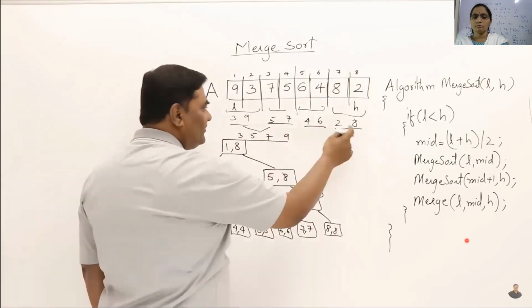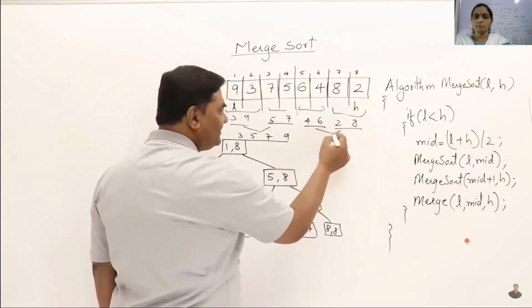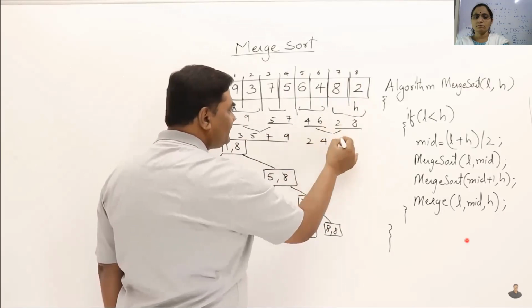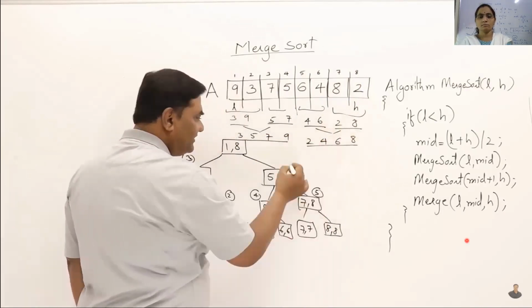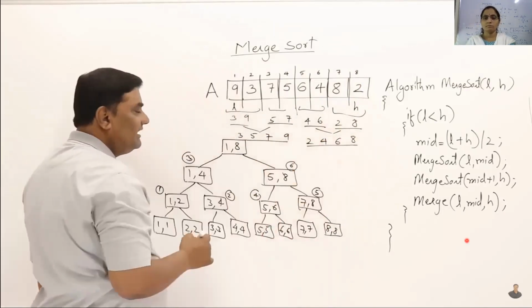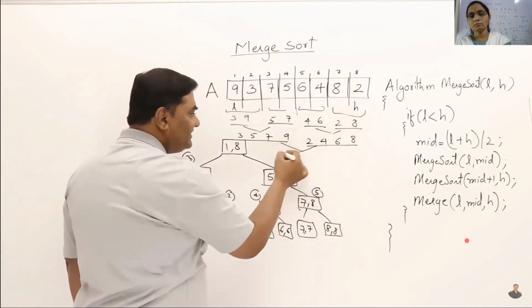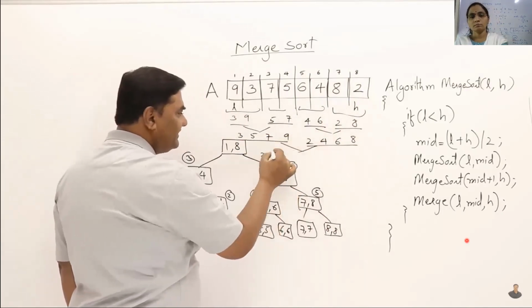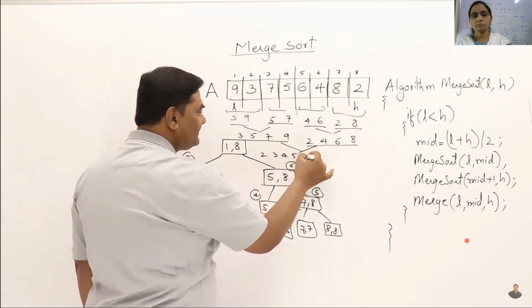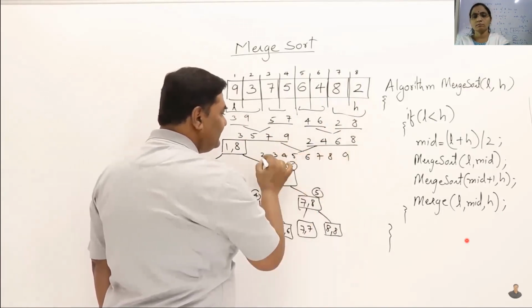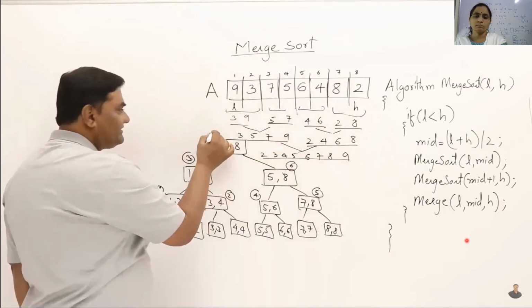Now as these two are already sorted, it will merge these two. So it becomes 2, 4, 6, 8. So this is sixth merging. And then these two lists are merged to get a single list, that is 2, 3, 4, 5, 6, 7, 8, 9. This is the single sorted list, that is the seventh merge here.